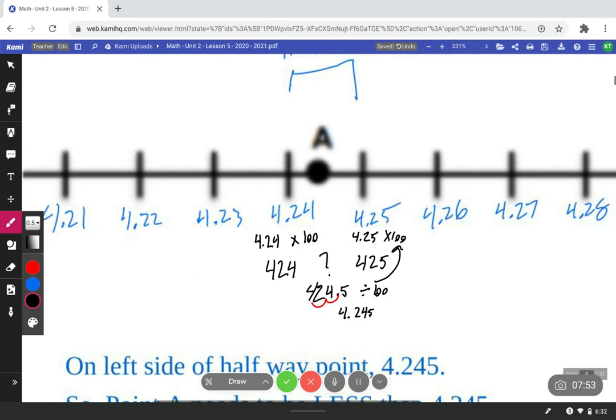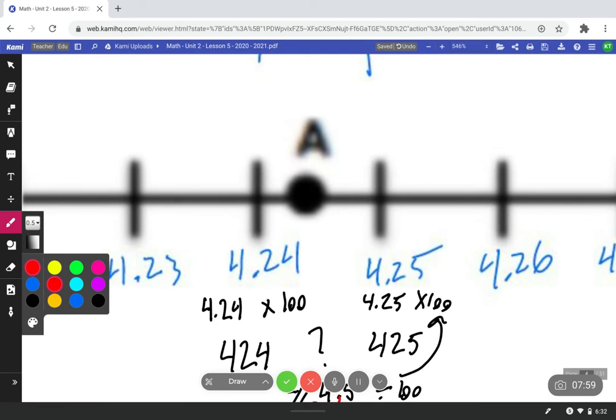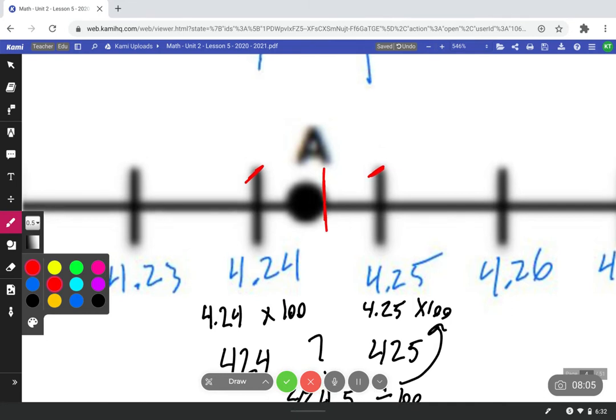So that's the middle. And the middle, eyeballing, I'm just using my eyes here. The middle between this tick and this tick would be about here. That looks about the middle to me. So I see A is just before the middle. But let's count out. So 1, 2, 3, 4.